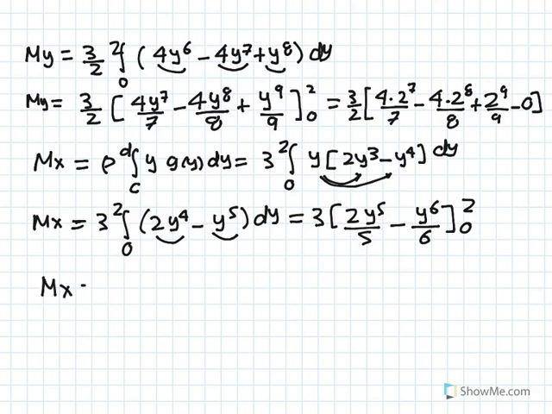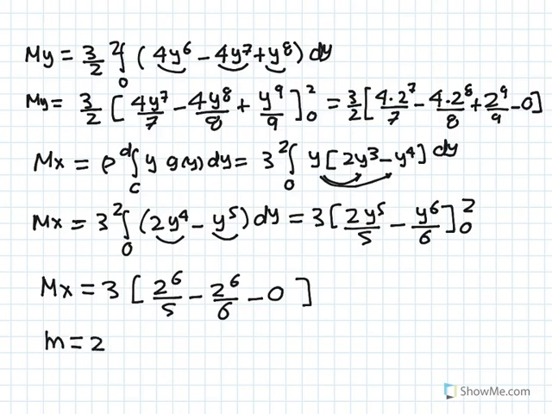The moment with respect to the x-axis is 3 times. Now put the upper limit in, we get 2 to the 5 is going to be 32 times 2, that's I guess 64. I'll just write it as 2 to the 6 here, divided by 5, minus 2 to the 6 divided by 6, minus 0. All right, if you simplify all of this, add up all the fractions, we'll obtain mass is equal to 24 divided by 5. And the moment with respect to the y-axis, if we simplify all the fractions, add them up, we get 64 divided by 21. And the moment with respect to the x-axis is going to be 32 divided by 5.